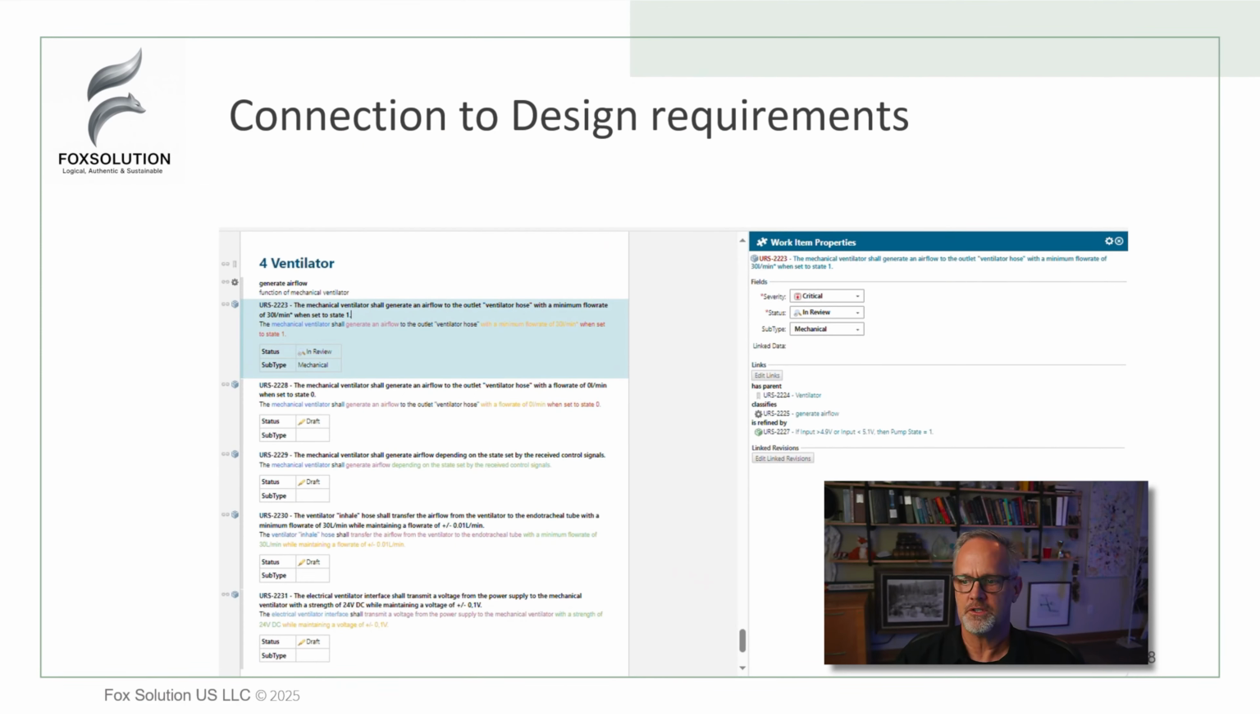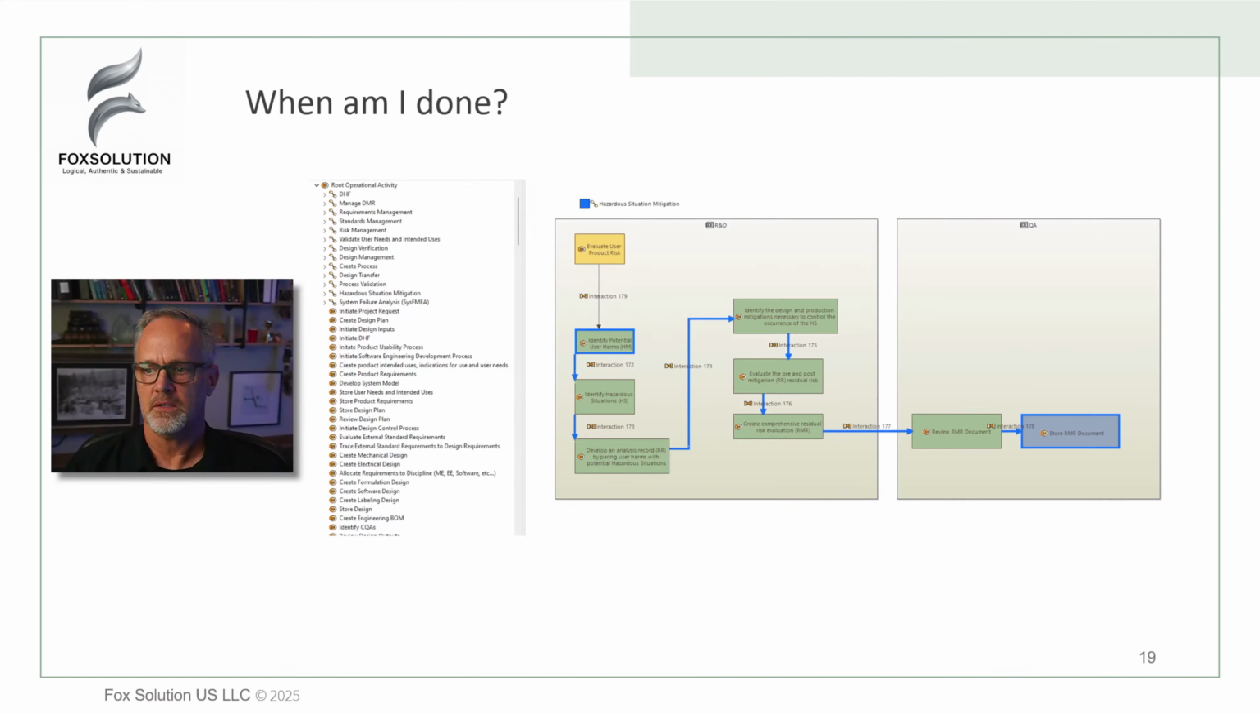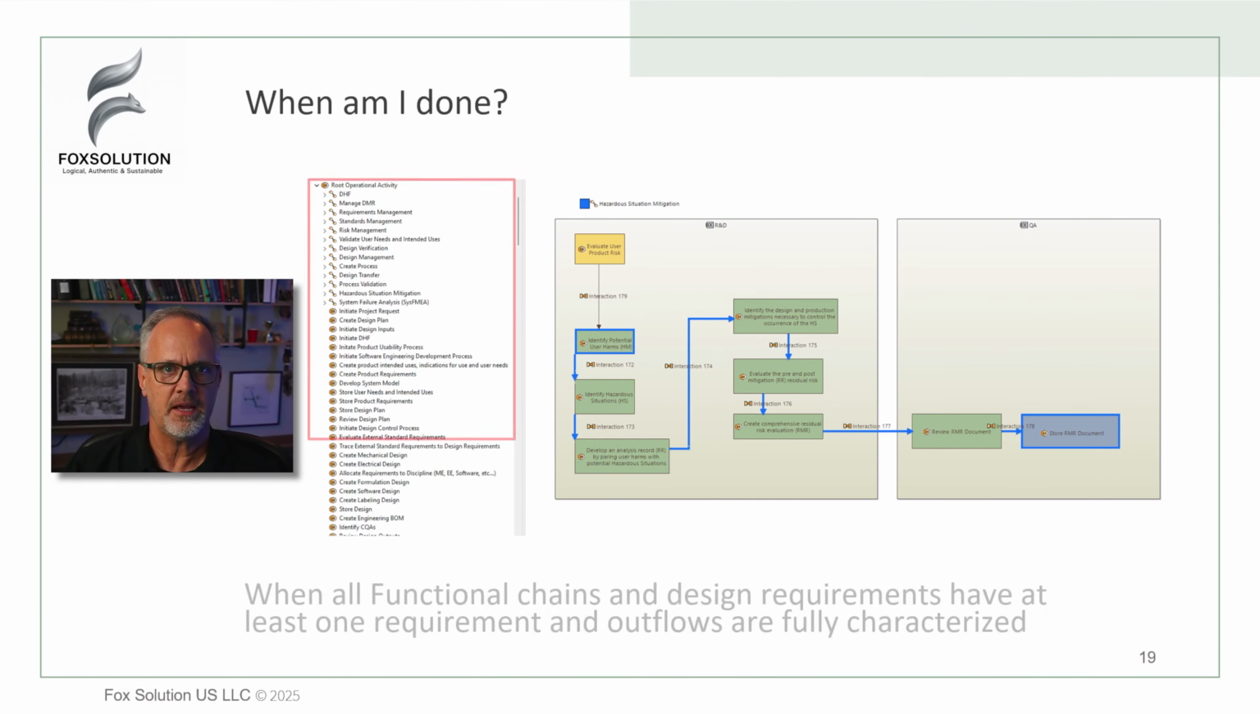So if we roll over to the requirement set now, we have this function that's generate airflow. That function is then decomposed by a set of requirements, and we write the requirements as outflows of each one of the functions. So how do we know that we're done with the requirement set? We know we're done with the requirement set when we've written at least one requirement against each one of the outflows of that particular function. So when am I done? This is what I was saying a minute ago. The answer is when we get done with characterizing each one of these functions that are defined in the system.